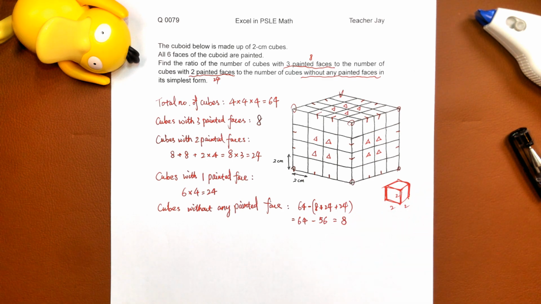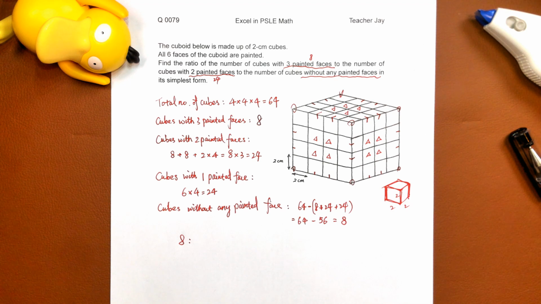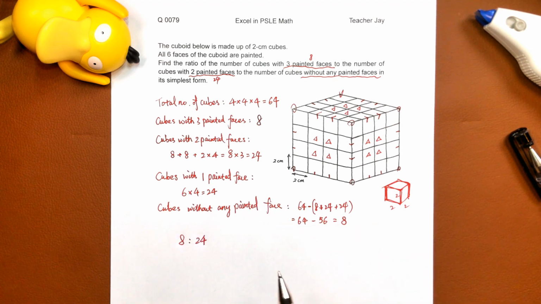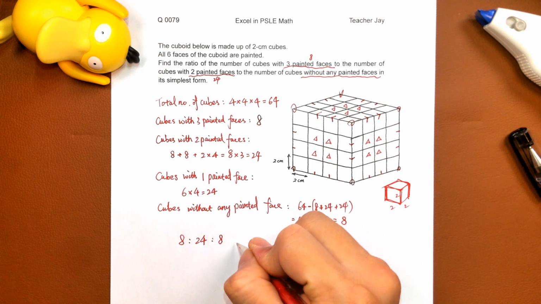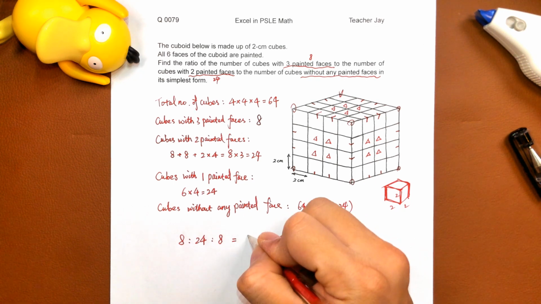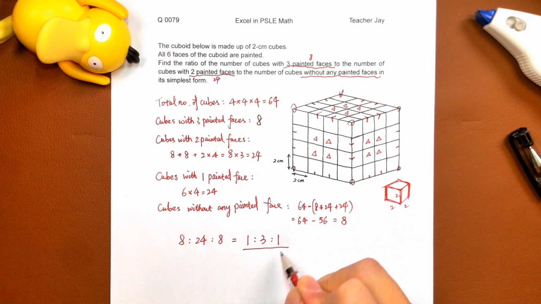All right. And now we can answer the question. The ratio is 3 painted faces, which is 8, to 2 painted faces, which is 24, to cubes without any painted face, that is 8. 8 to 24 to 8. Simplest form for this ratio is 1 to 3 to 1. Alright. That is the answer.